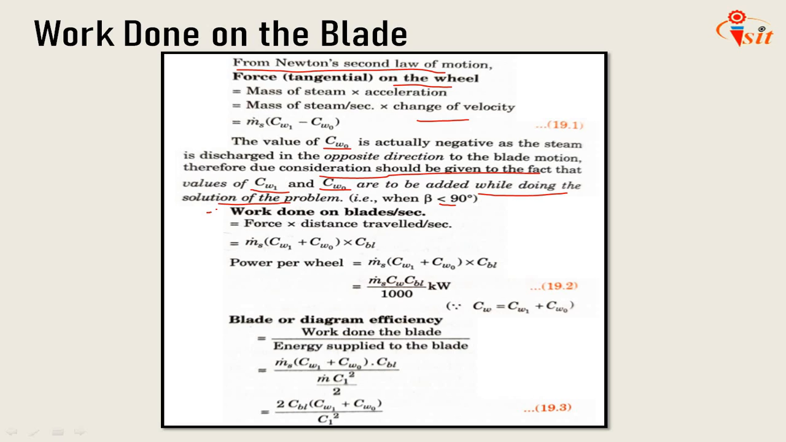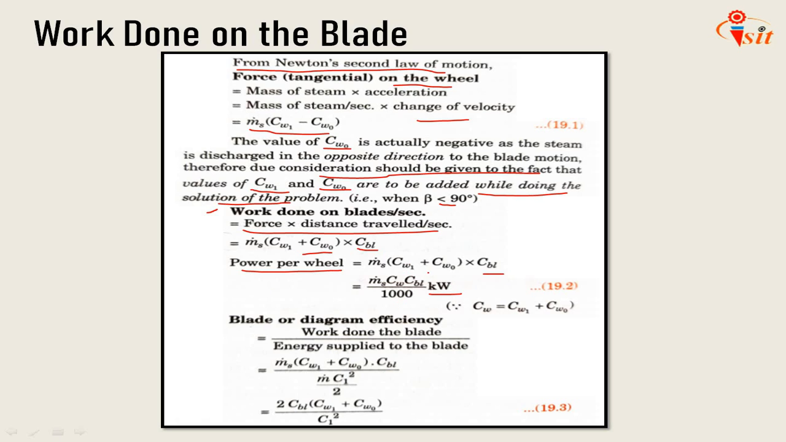Now the work done on the blades is force into distance. The force we have calculated, that is ms (CW1 minus CW0), multiplied by the distance traveled, that is the blade velocity CBL. So the power per wheel will be ms (CW1 plus CW0) multiplied by CBL. If you want to convert into kilowatts, divide by 1000. So it will be ms CW CBL divided by 1000.